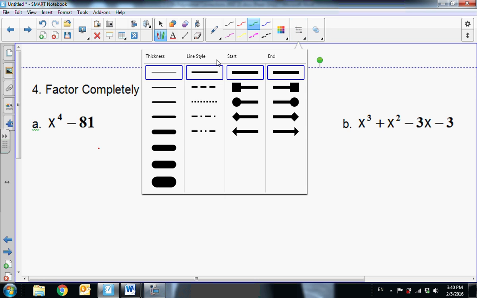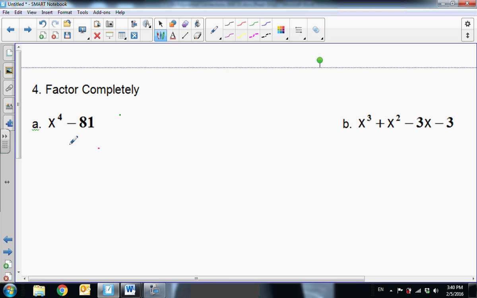Now let's talk about factoring. When factoring completely in this unit, we're going to do it a little bit differently. We are going to keep going until you get all first degree polynomial or first degree factors.